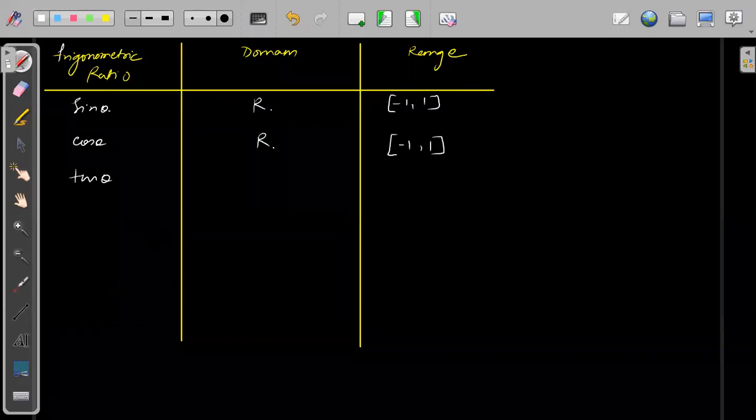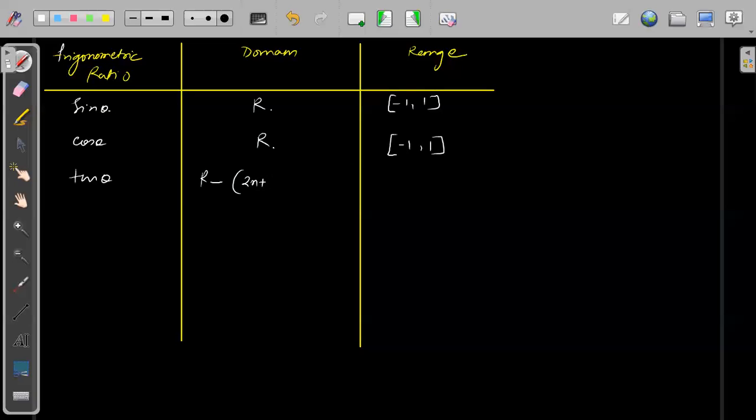Domain of tan theta is not R. It is also not R minus 90. No. Domain of tan theta is R minus (2n plus 1) into pi by 2. Yes, R minus odd multiples of pi by 2.